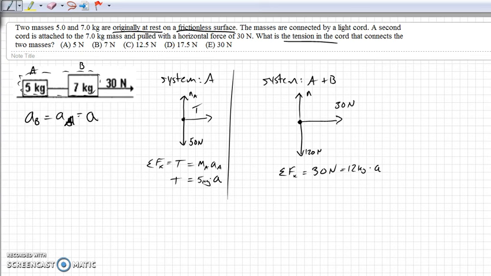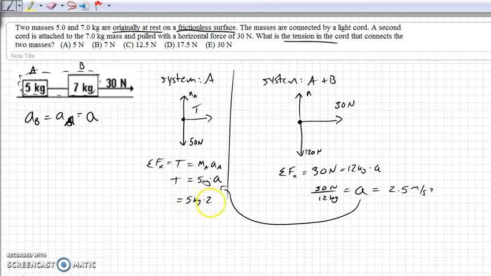So now this becomes fairly easy. All I need to do to find the tension, which I did from just thinking about system A, is rearrange this here for a. So I just divide 30 newtons by 12 kilograms, and that gives me the acceleration. Now when I divide 30 newtons by 12 kilograms, I find that the acceleration is equal to 2.5 meters per second squared. So now I have the acceleration, which I can plug in over here to find the tension. 5 kilograms times 2.5 meters per second squared is actually going to give me 12.5 kilogram meters per second squared, or newtons, and 12.5 is answer C.